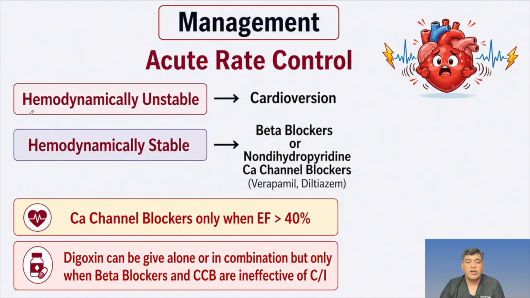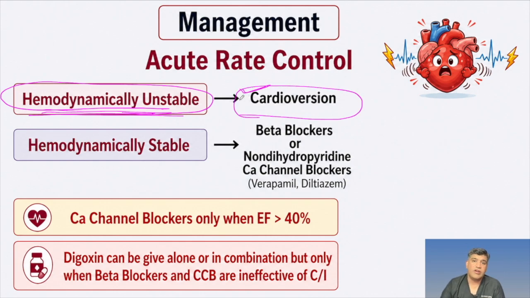Same story. Whenever the scenario is hemodynamic instability, the answer is cardioversion. We have seen what sort of cardioversion we can do. If we opt for electrical cardioversion, then it is a QRS synchronized shock. If we opt for pharmacological cardioversion, then it is ibutilide.